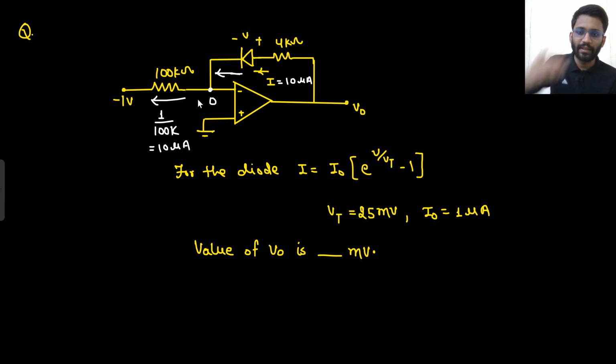What did I do? I saw that the current flowing here is 10 microampere. The same current is flowing through the diode. So the value of I is 10 microampere. Now how much voltage drop will this diode give me? That I will determine with the equation that is given. So what is the equation given?